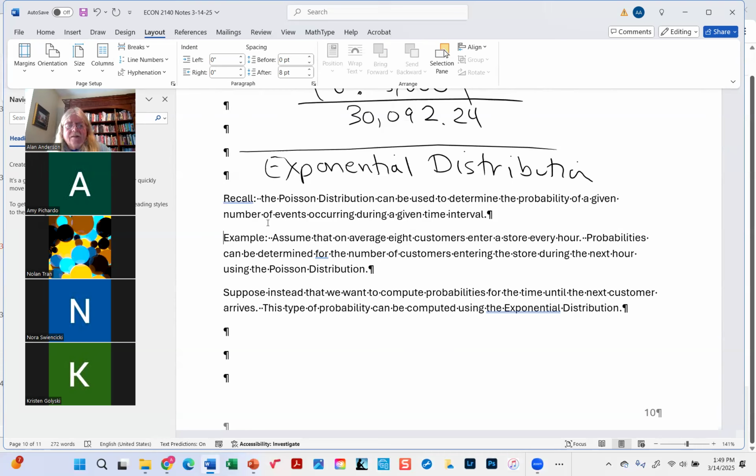But what if that's not what I'm interested in? Imagine it being reversed like this. What is the probability that the time until the next customer is 10 minutes or less, or between 10 and 15 minutes, or something like that? That is when we use the exponential distribution for questions like that.